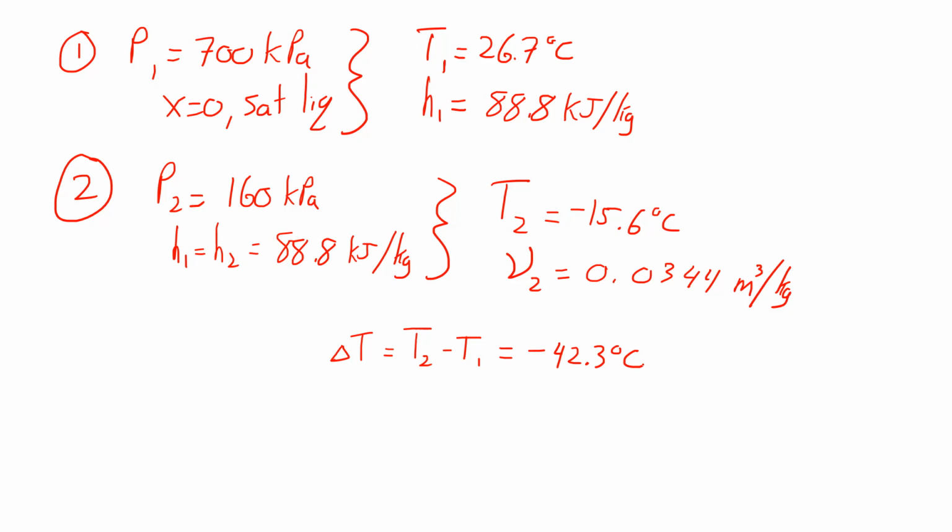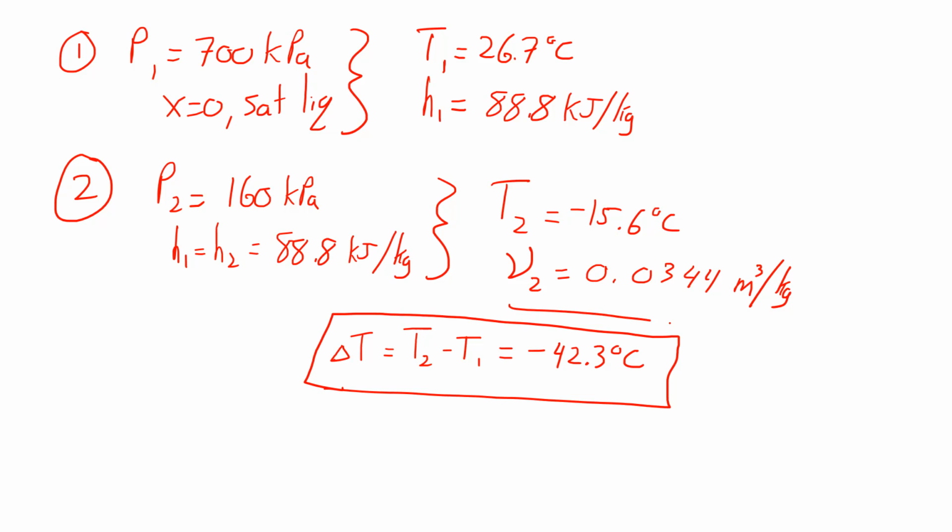So that makes sense because what a throttling device is meant to do is significantly reduce the temperature of the refrigerant so that the refrigerant's ready to remove heat from a space inside of a building or in a refrigerator. So we'll talk more about that in a later chapter, but basically this throttling device resulted in a significant drop of temperature with it being an isenthalpic device.